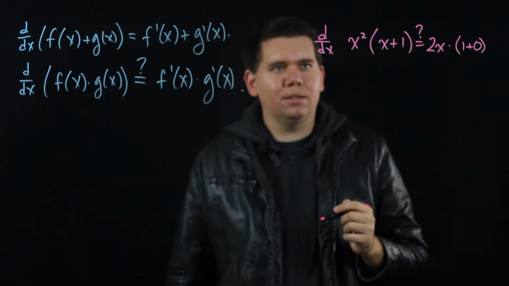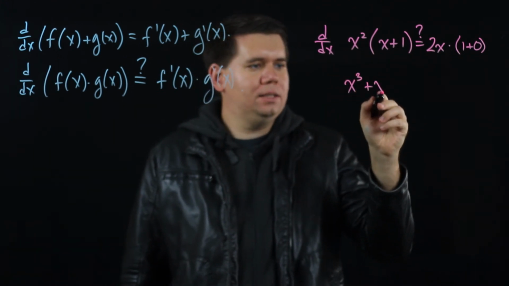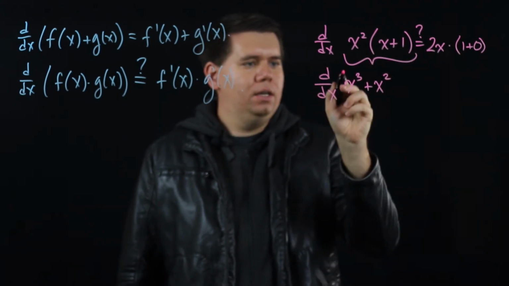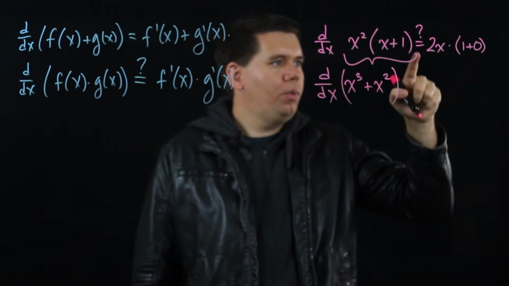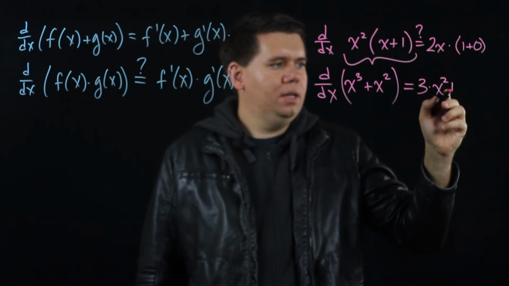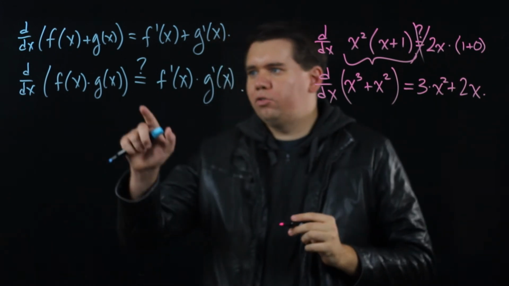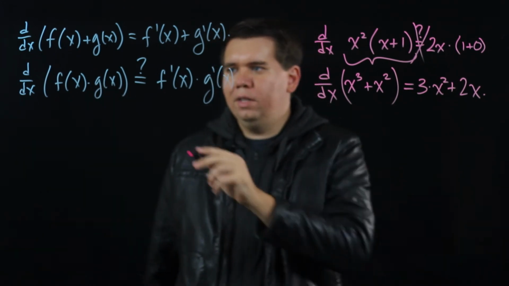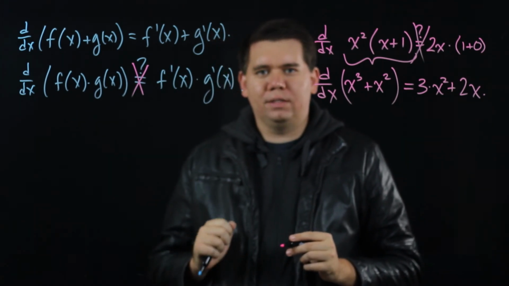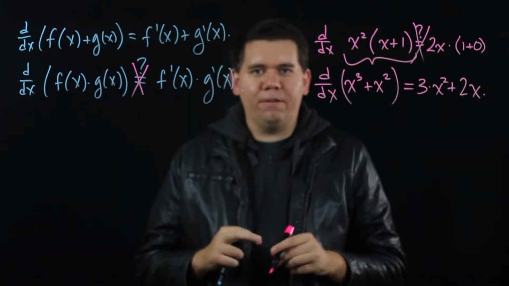But that's not right, because x squared times x plus 1 is x cubed plus x squared. And when we take the derivative of x cubed plus x squared, we don't get 2x. Instead, we get 3 times x squared plus 2x. So something went wrong here. The derivative of two functions multiplied together is not just the derivative of the first function times the derivative of the second function.